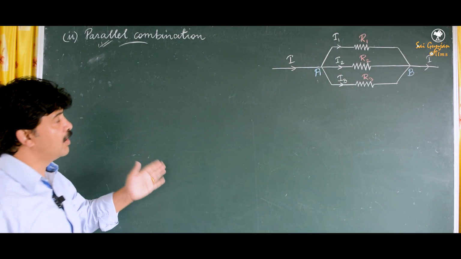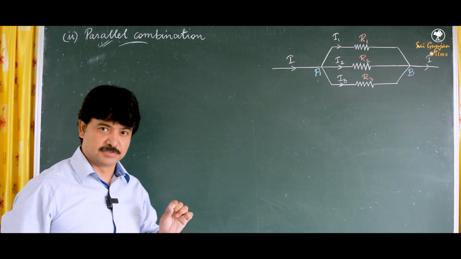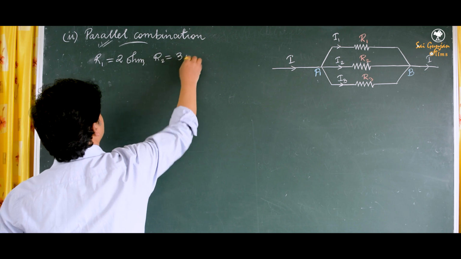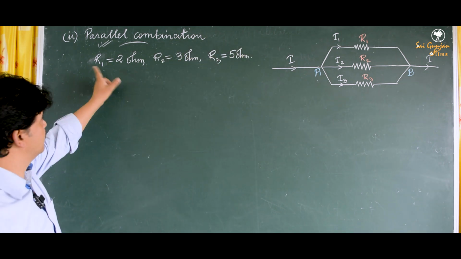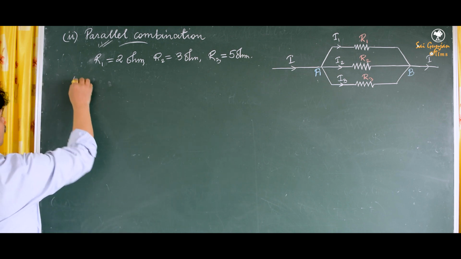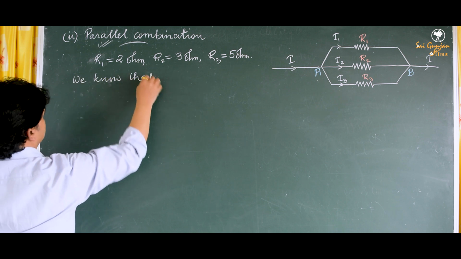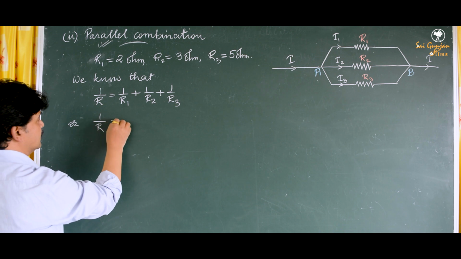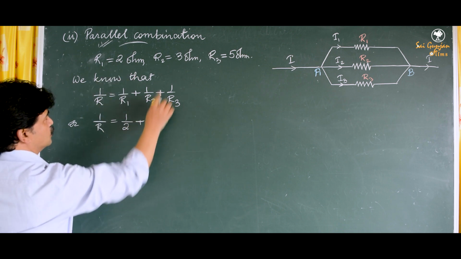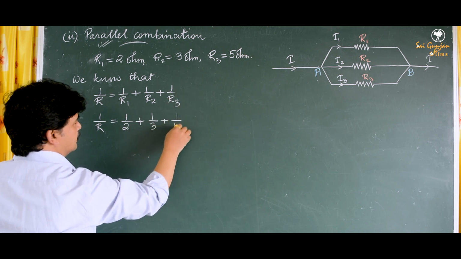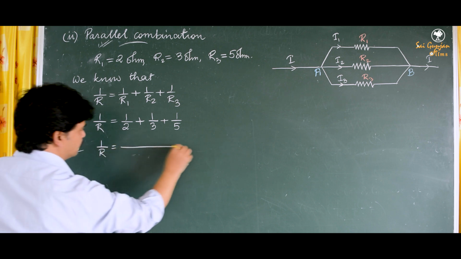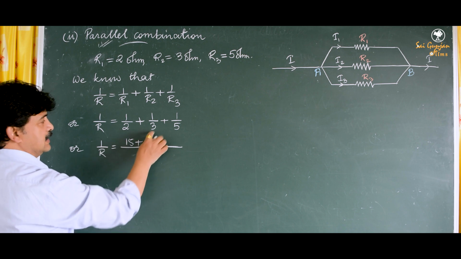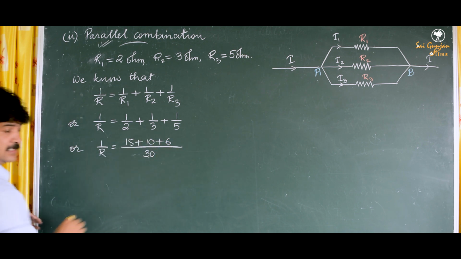Now let's see how the formula for the parallel combination can be used. Let's say R1 is 2 ohm, R2 is 3 ohm and R3 is 5 ohm. Now since the 3 resistances are connected in parallel combination, we use this formula. 1 by R is 1 by 2 plus 1 by 3 plus 1 by 5. Now 1 by R is what we need to find out, isn't it? Then you know what to do with this, no? We have to take the LCM. The LCM of 2, 3 and 5 is 30. 2 into 15 is 30, so 15 ones are 15, 3 tens are 30 and 5 sixes are 30.